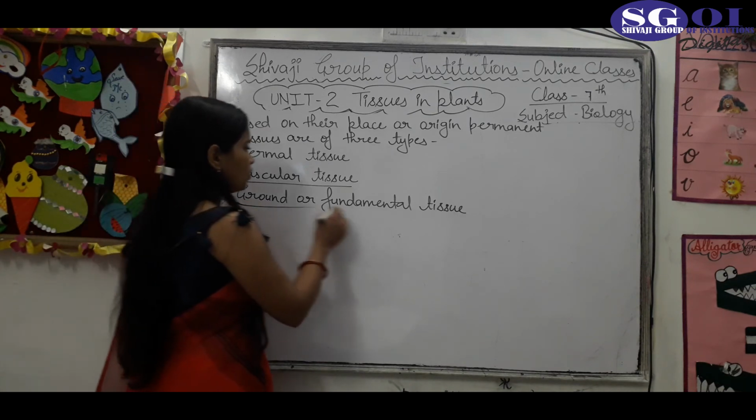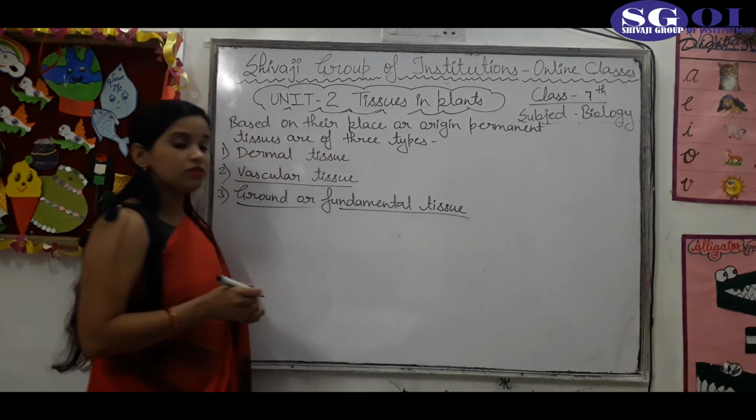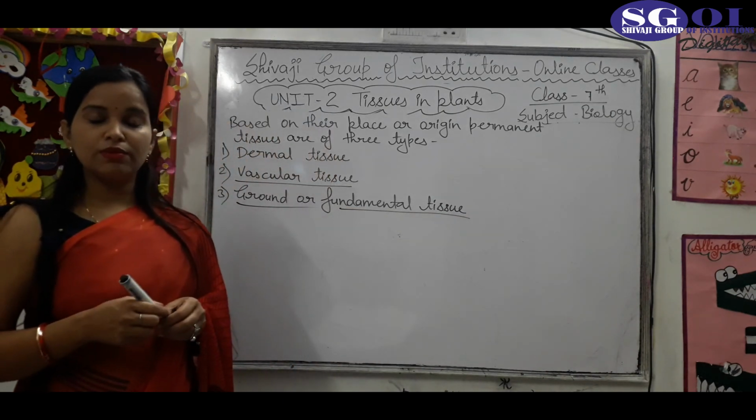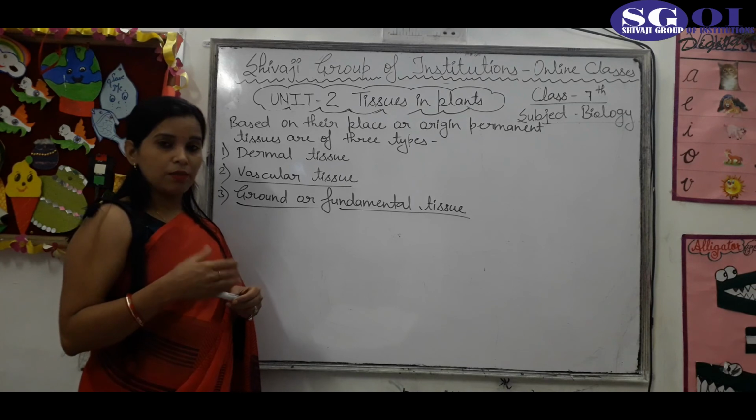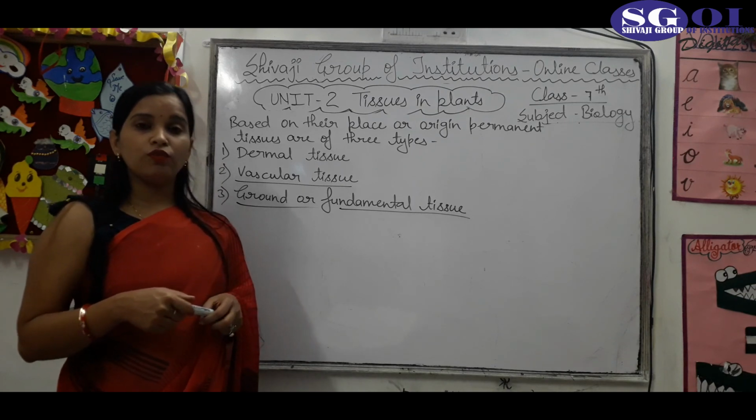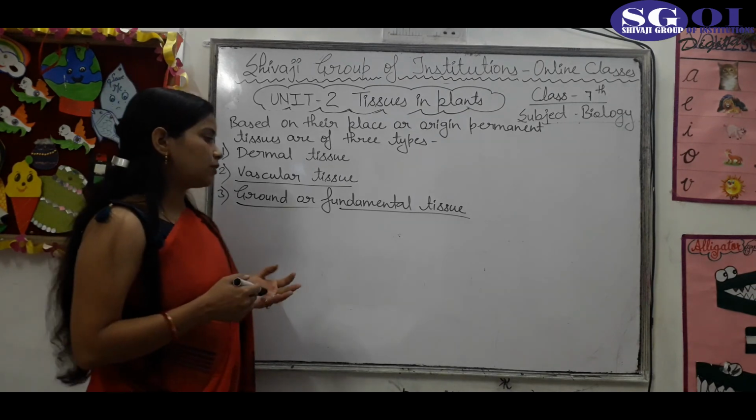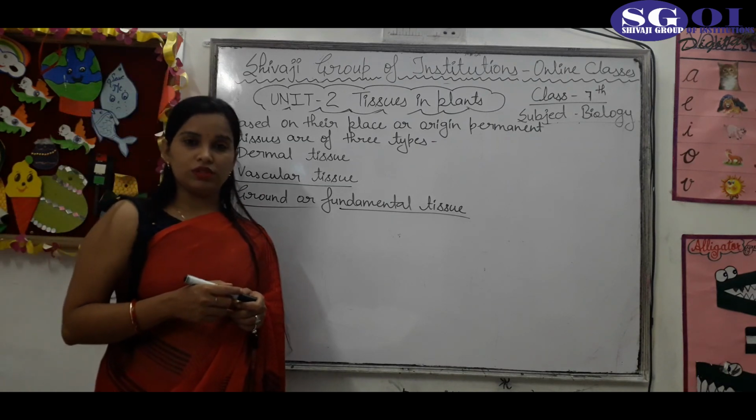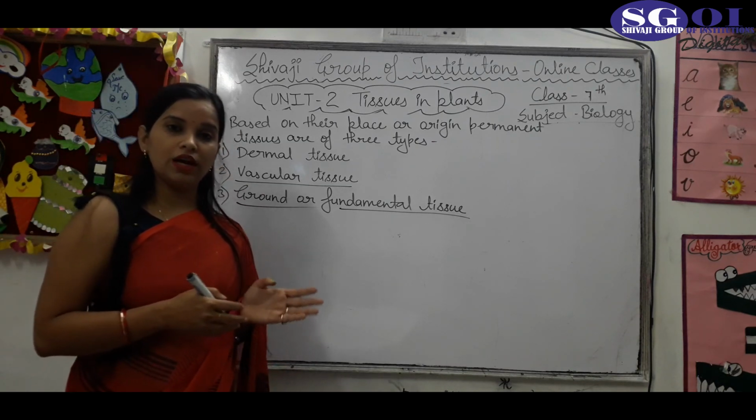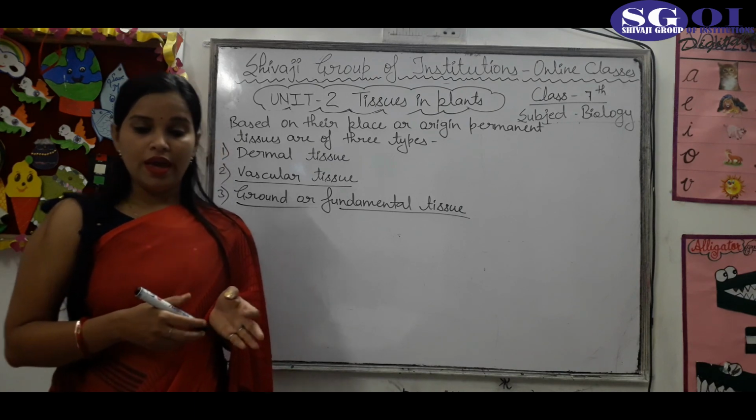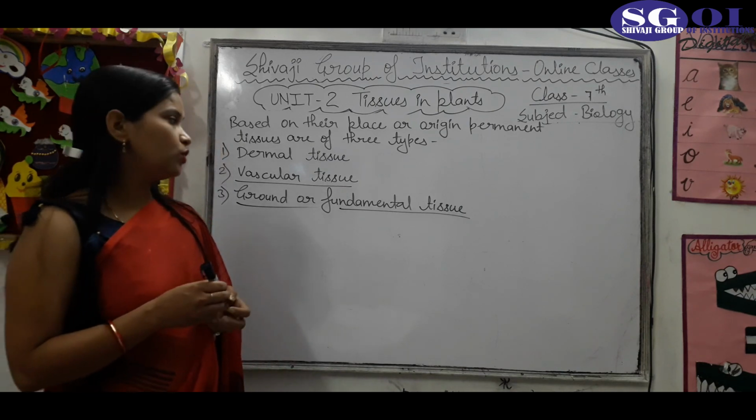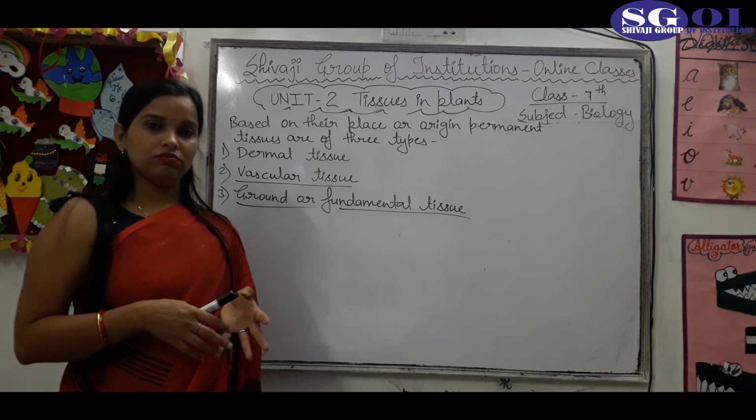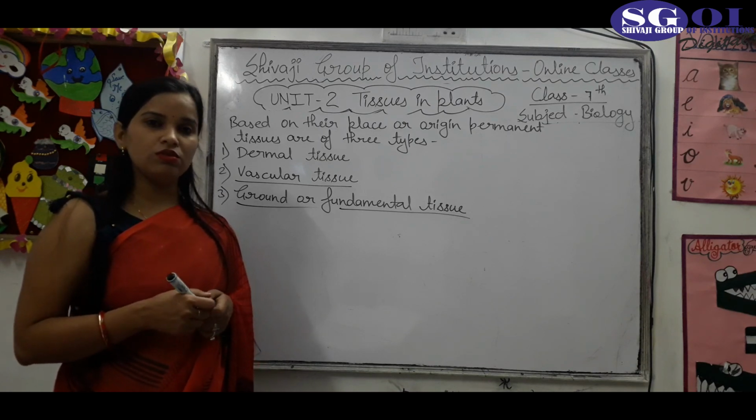Next is the ground or fundamental tissue. Actually, this ground or fundamental tissue is basically a supporting tissue. It is found in the stem, leaves and roots. In these areas ground tissue is found. And the main function of the ground tissue is storage.